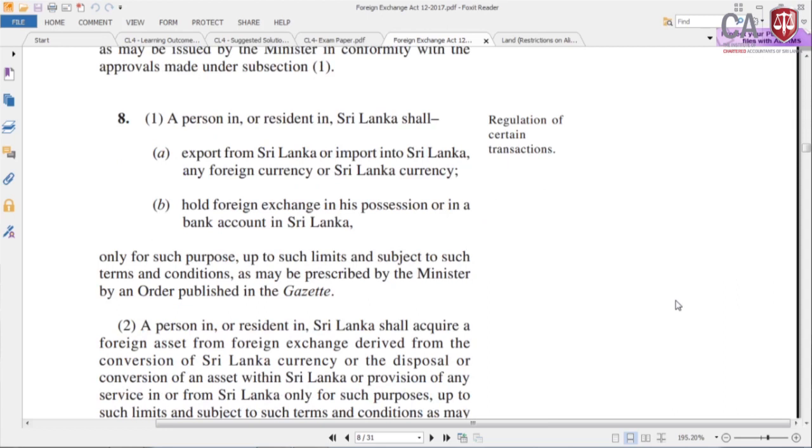The regulation of certain transactions. A person in or resident in Sri Lanka shall export from Sri Lanka or import into Sri Lanka any foreign currency or Sri Lankan currency, or hold foreign currency in his possession or in a bank account in Sri Lanka, only for such purpose, up to such limits and subject to such terms and conditions as may be prescribed by the Minister or published in the Gazette.